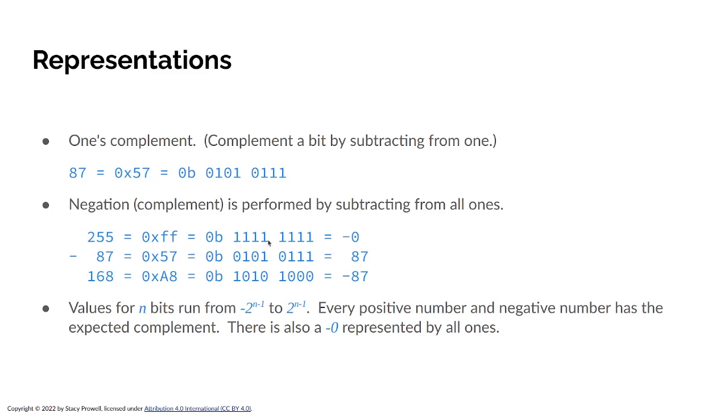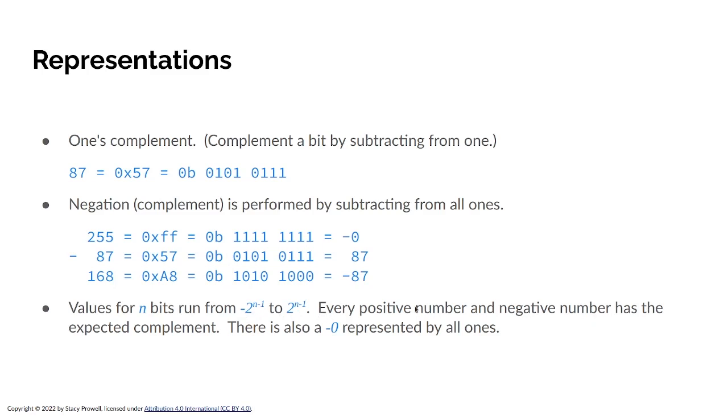So 255 is all the bits set. I subtract 87 from that, and I wind up with this value down here. That's the 1's complement. The value can run from negative 2 to the n minus 1, because I have to use that top bit to indicate negative or positive. If it's a 1, it's negative. If it's a 0, it's positive. All the way up to 2 to the n minus 1. Very convenient.